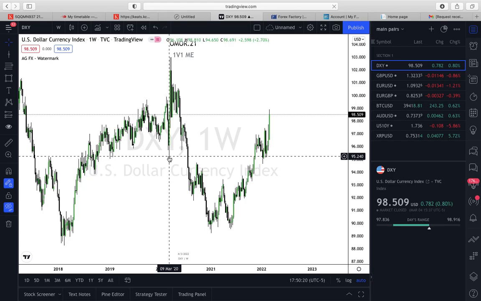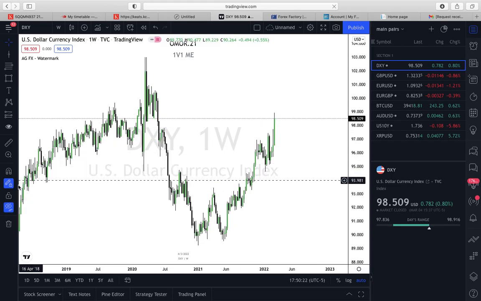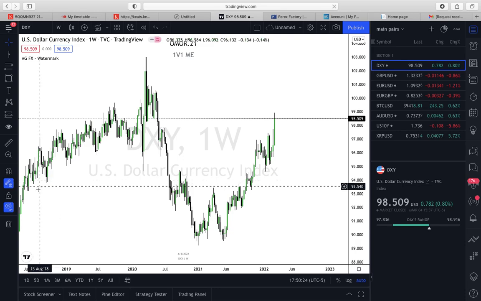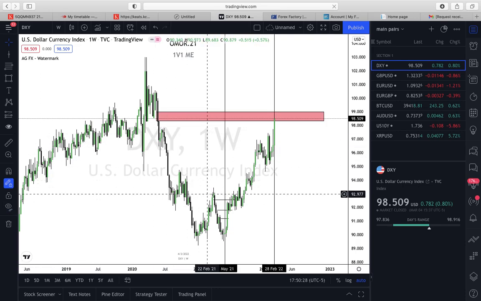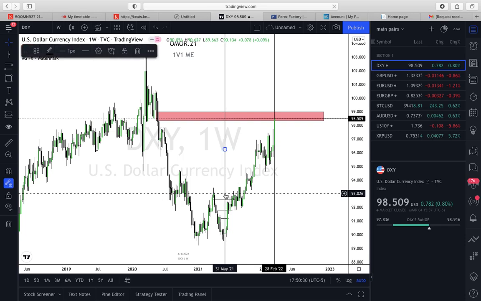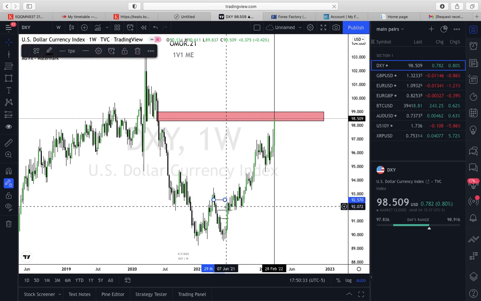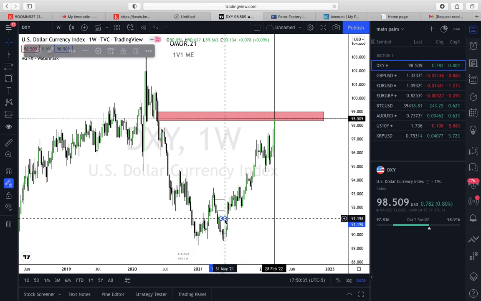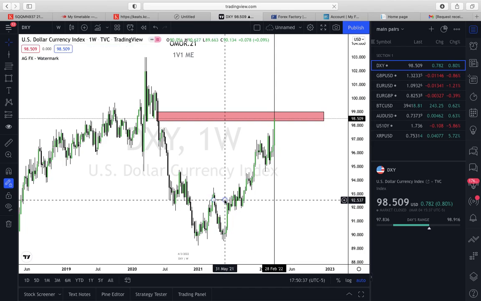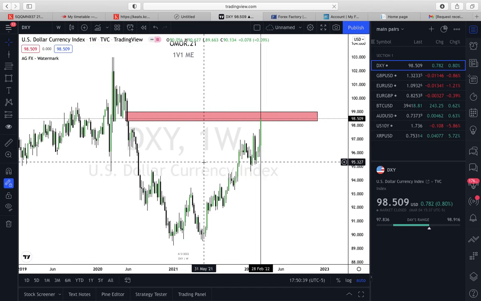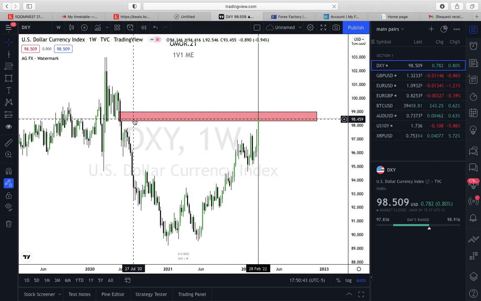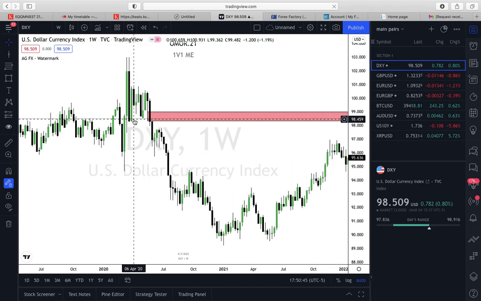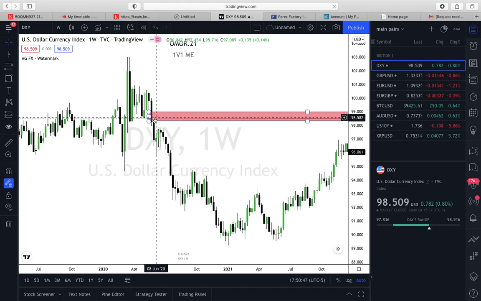Yeah. So just to touch on the dollar. So this was, let's remove this. This was from your lesson five, the data ranges. So with the dollar, there was this imbalance that we wanted to clear, and it did clear that pretty nicely.